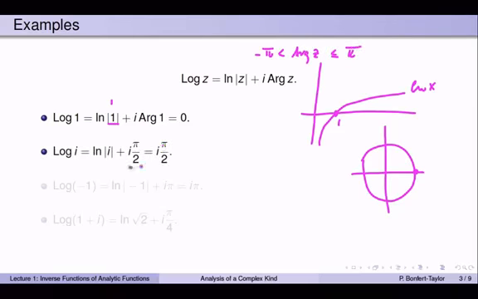Let's look at another example. What's the logarithm of i? i is this number right here. Again, we need to find its distance from the origin, which again is 1, plus i times its argument. The argument here is pi over 2. So the logarithm of i is the natural logarithm of 1, which is 0, plus i pi over 2, so just i pi over 2.